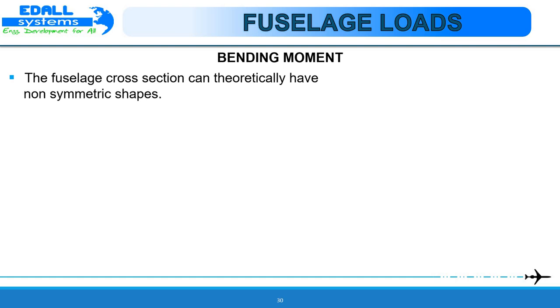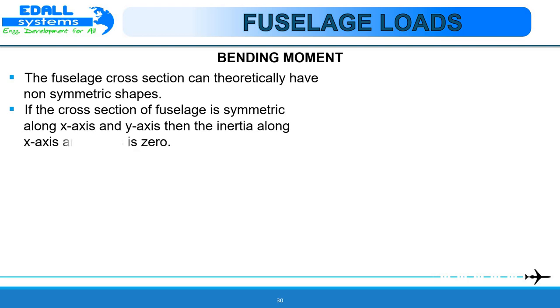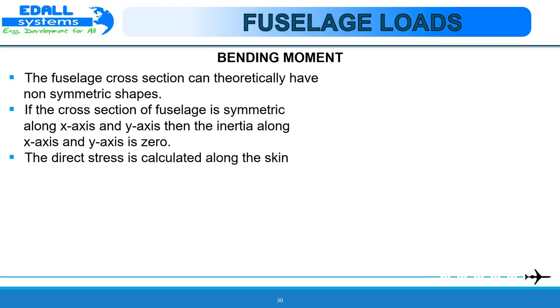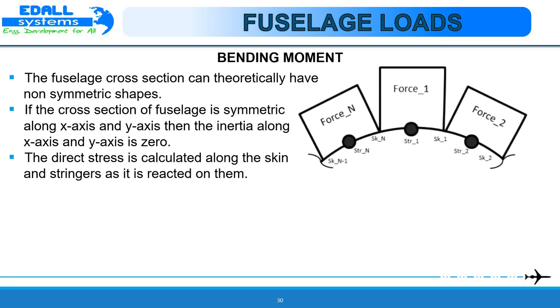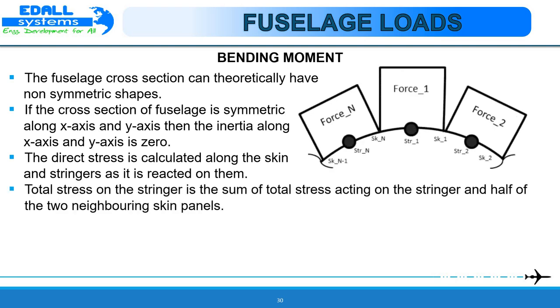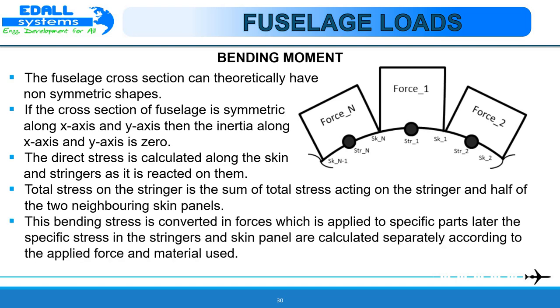The fuselage cross-section can theoretically have non-symmetrical shapes. If the cross-section of the fuselage is symmetric along the x and y axes, then the product of inertia is zero. The direct stress is calculated along the skin and stringers as it is reacted on them. Total stress on the stringer is the sum of the stress acting on the stringer and half of the two neighboring skin panels. This bending stress is converted into forces which are applied to specific parts. Later, the specific stress in the stringers and skin panels is calculated separately according to the applied force and material used.